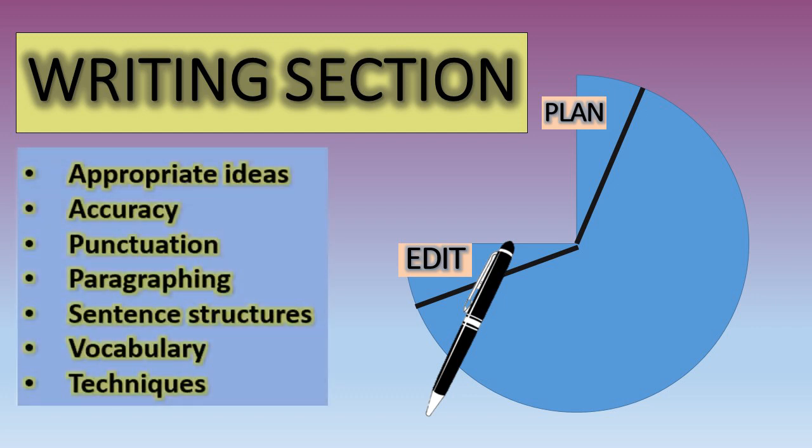So you are marked for appropriate ideas. You want to have some really original and sophisticated ideas in your writing. You need to be accurate, which is why editing is important at the end. You get marked for your punctuation. So using a range of punctuation is important to show you have those skills.